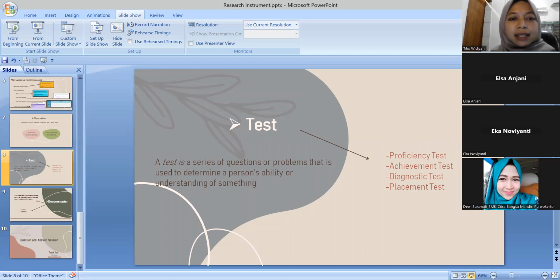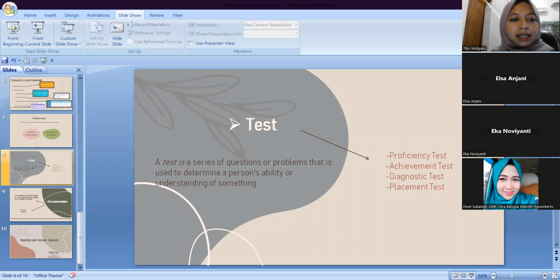Okay, the next is the test. A test is a series of questions or problems that is used to determine a person's ability or understanding of something. Actually, when you use a test, it is to know about the competency, skills, and ability of the student, of the individual respondent.